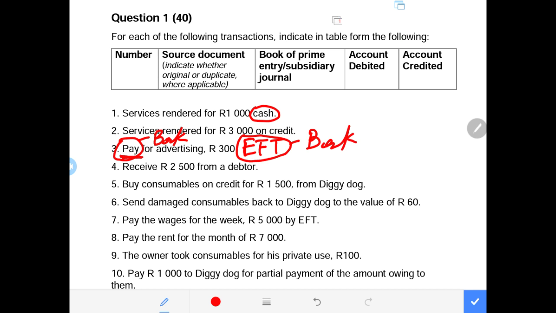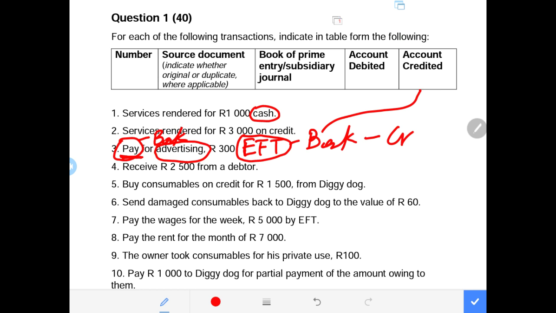In this case, this EFT or payment indicates money that is going out to advertise our product, our business or our service. So our bank will decrease. We know that bank decreases on the credit side, so bank will be recorded on the credit side, meaning the account to be credited. Which other account is affected here? What did we pay for? We paid for advertising.